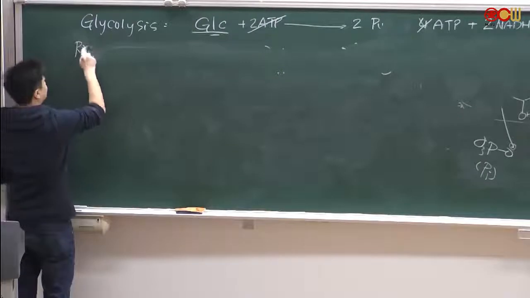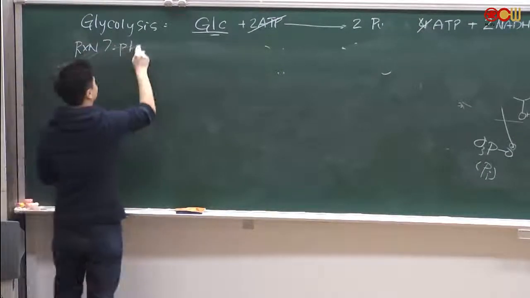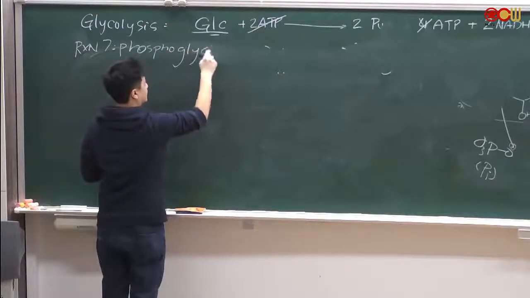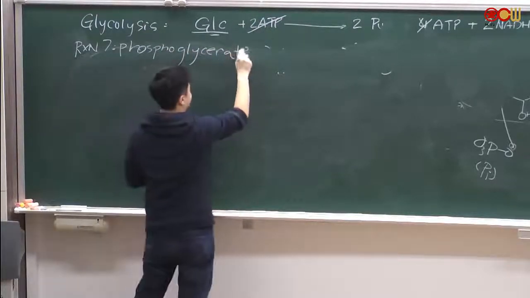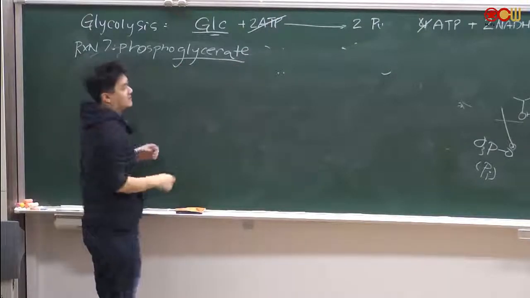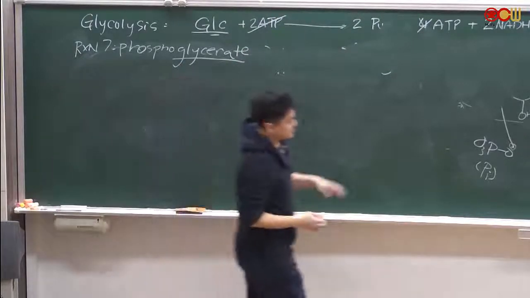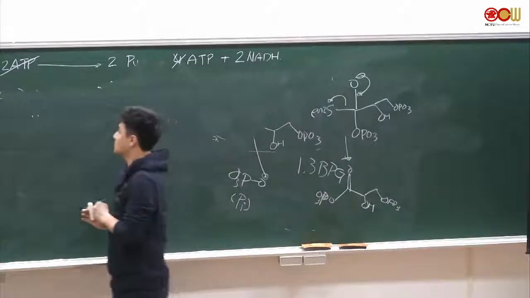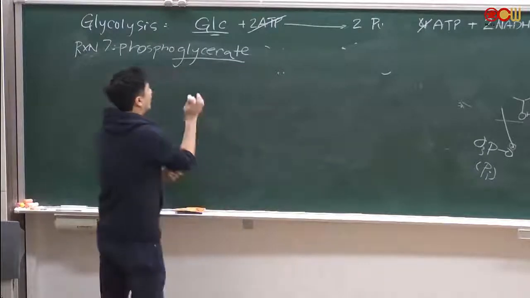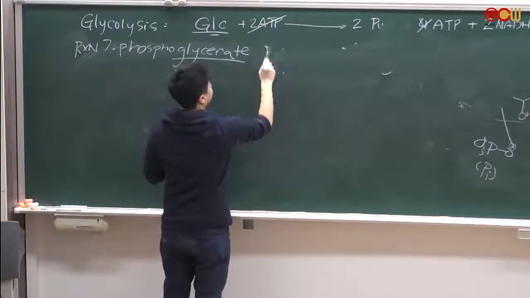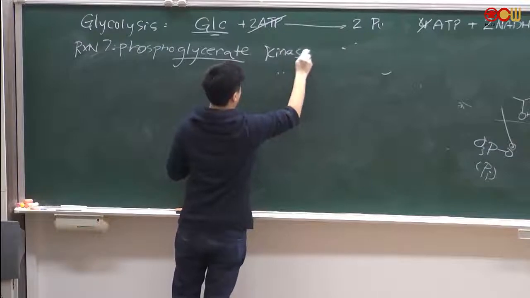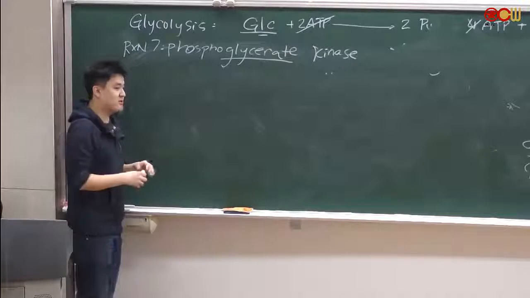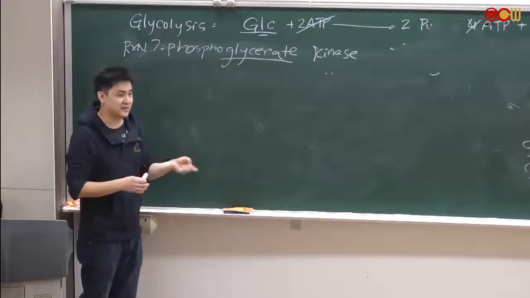This is reaction 7. Phosphoglycerate. Glycerate is sort of OH here, that's glycerate. Phosphoglycerate, it's just phosphorylated. Phosphoglycerate kinase, this thing is a kinase. But it's actually named kind of weird because it's named for the reverse reaction.